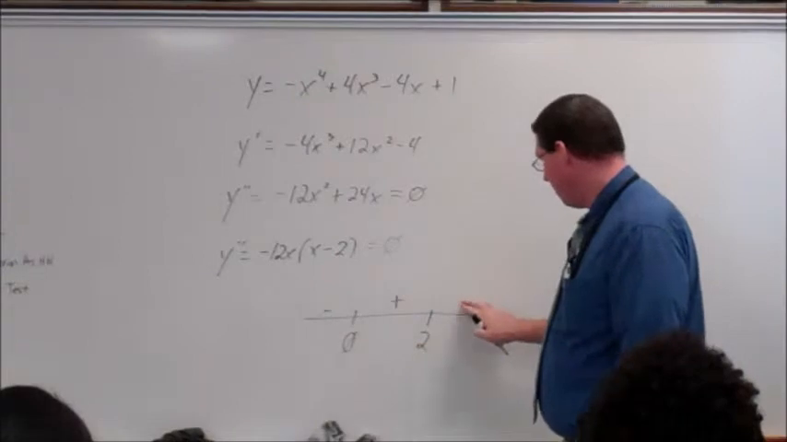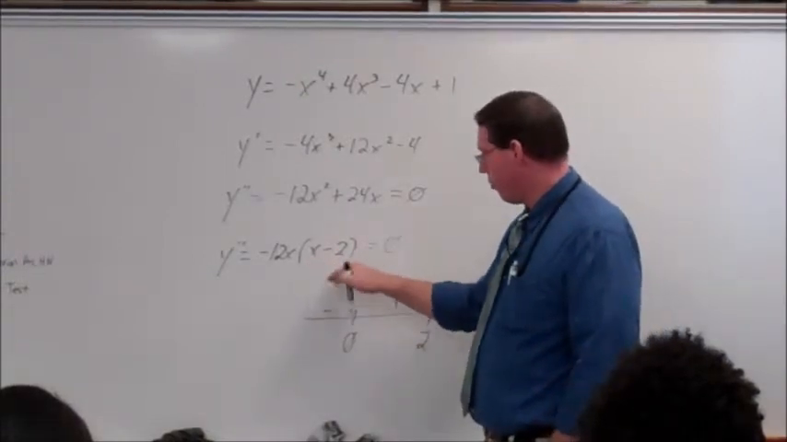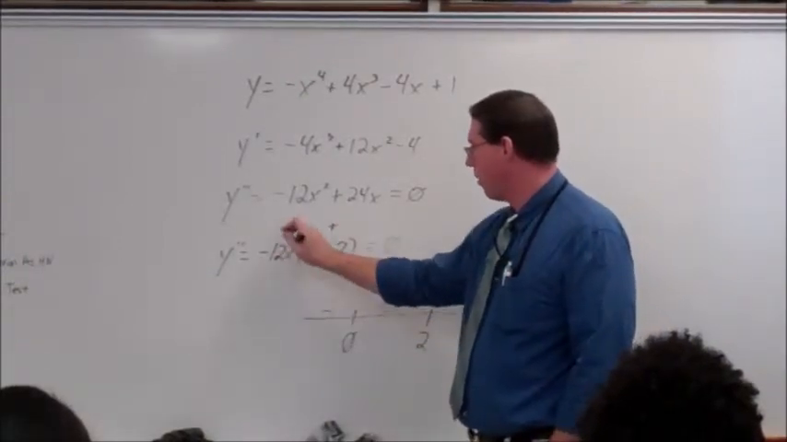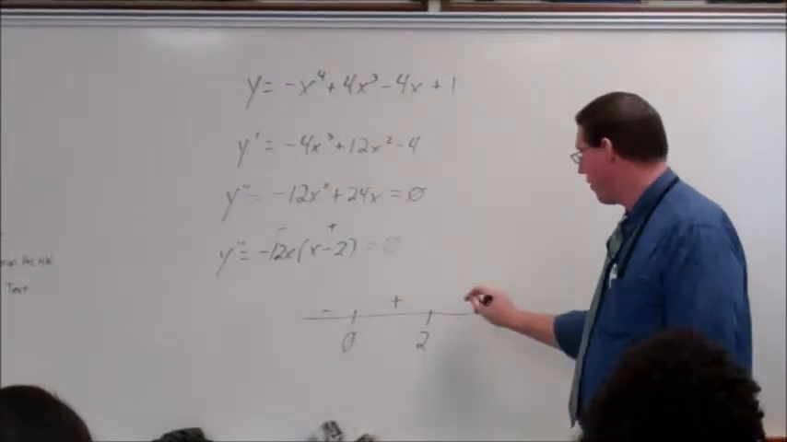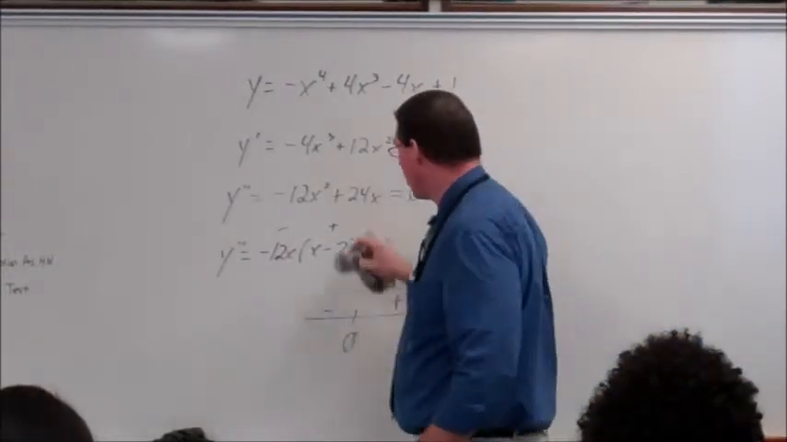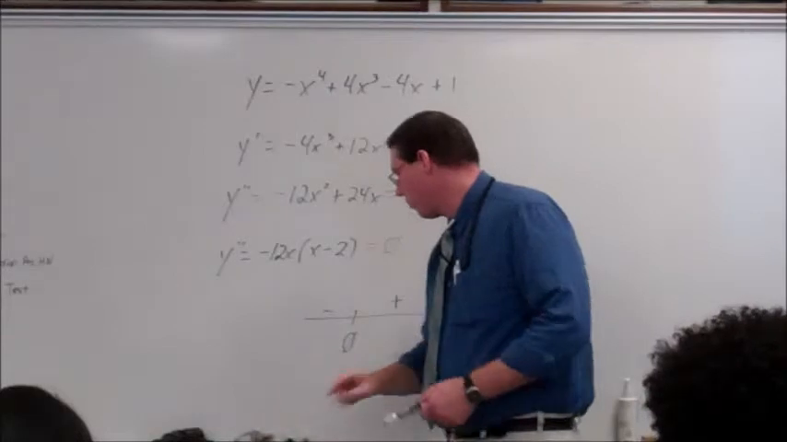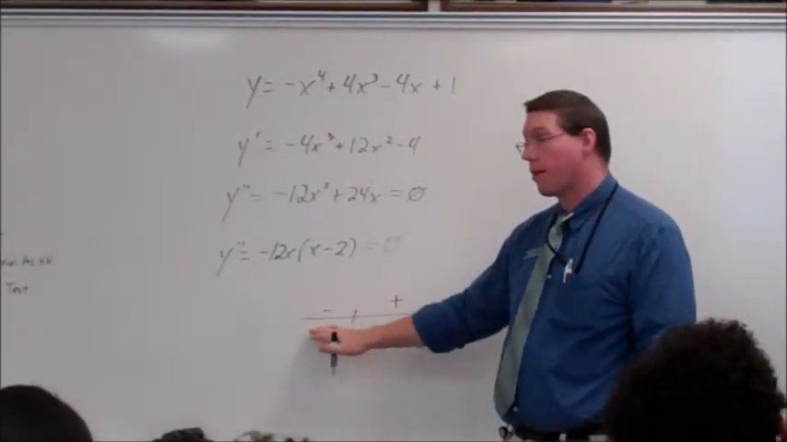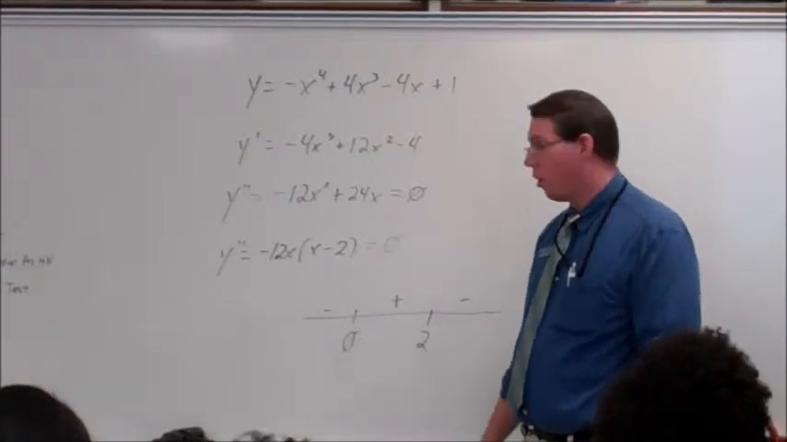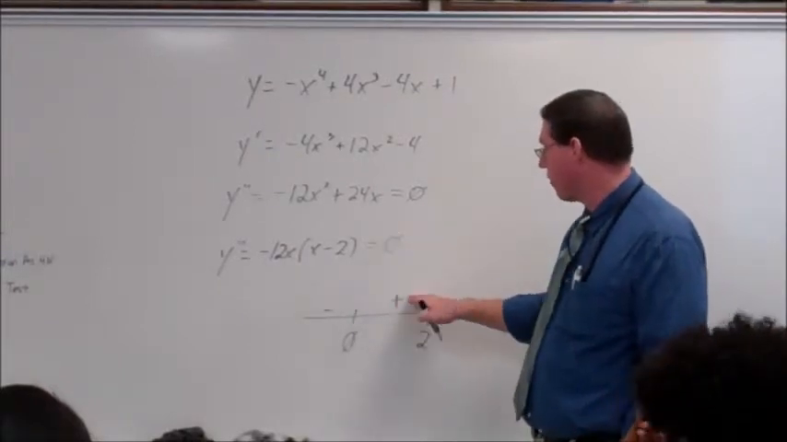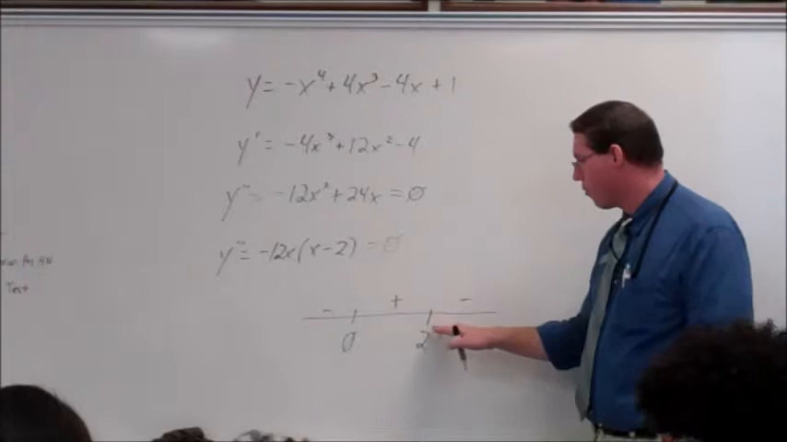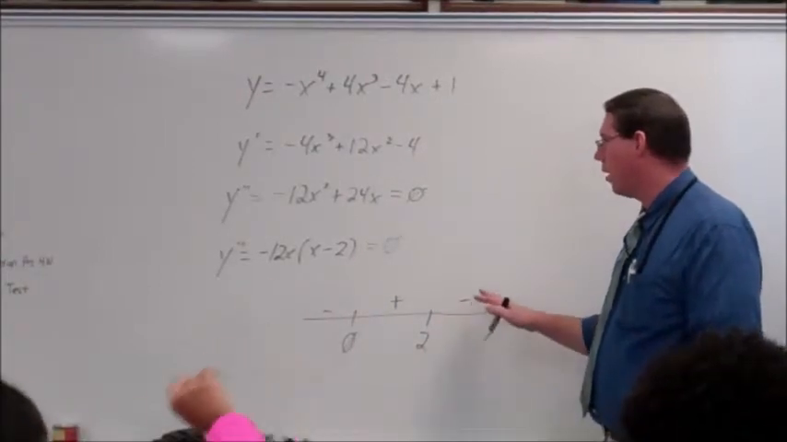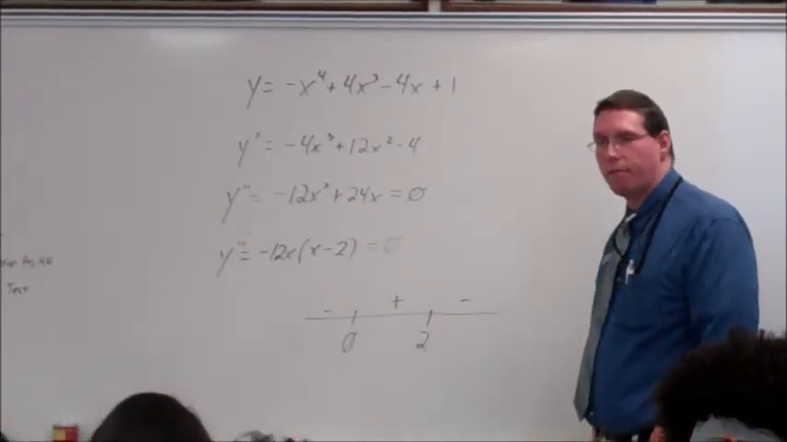And lastly, plug in 3. 3 minus 2 is a positive value. 3 times negative 12 is a negative value. So we have a negative value. And so now our sign chart indicates that at x values less than 0, our second derivative is negative. Between 0 and 2, our second derivative is positive, and at values greater than 2, our second derivative is negative.